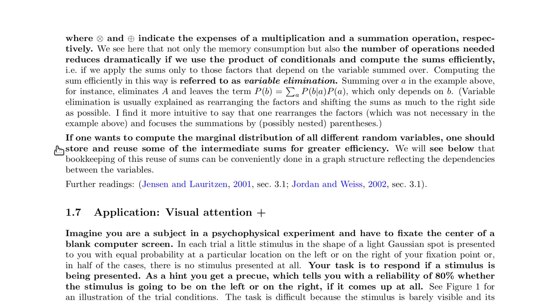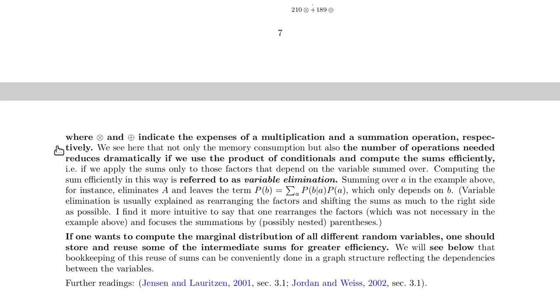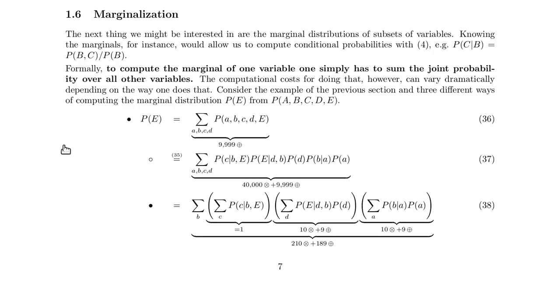One more way to increase efficiency here is that if you want to calculate this for different random variables, like we have just calculated this for P of E, but we could also be interested in P of B or C or so, then some of these terms might actually reappear. Yeah? And then one could store these and reuse them. And that's the whole idea of graphical models, to make this factorization and the reusage of intermediate results transparent and sort of manageable in a graphical way.